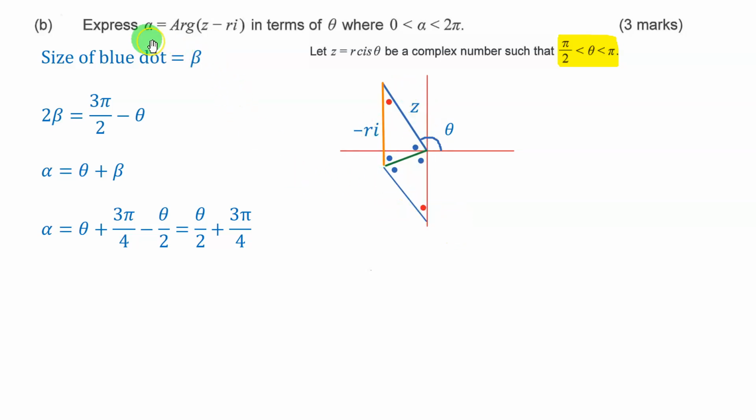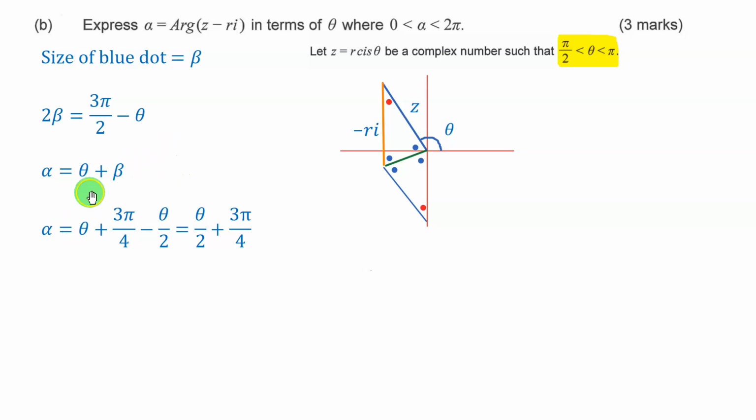Anyhow, to actually get the argument, we want the argument of this green line, which is the sum of z minus ri here. We're told that we want it between 0 and 2 pi, so we're measuring anti-clockwise from the x-axis around here. So basically we want theta plus whatever this little blue dot is. Now, if you look at the whole picture here, theta plus 2 blue dots, so 2 beta, is going to be 3 pi by 2. So we know that 2 beta is 3 pi on 2 minus theta. And then we want to add theta and beta together to get our angle.